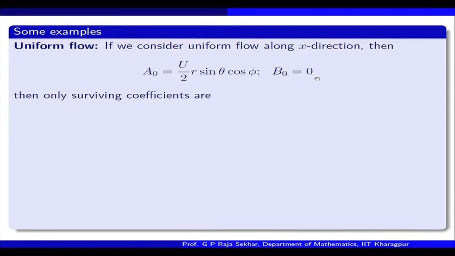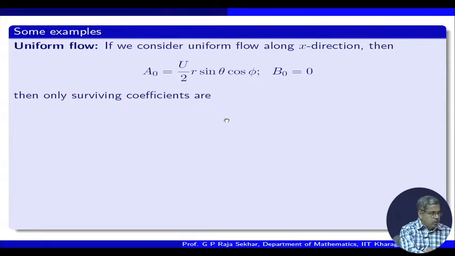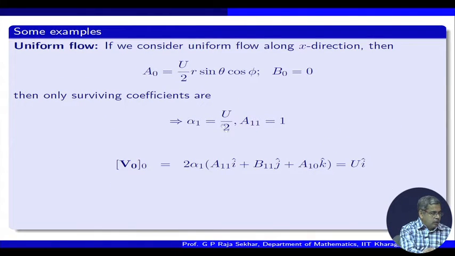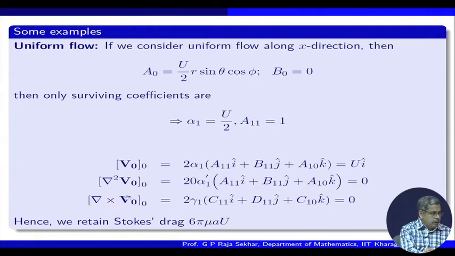For uniform flow, A 0 and B 0 can be given by this structure. How one can get the corresponding A 0 and B 0 will be supplied as supplementary material, so that you learn how to get it. So, for uniform flow A 0 and B 0 are this. We compare with this one, then one can realize quickly that alpha 1 is this and A 11 is this, then the basic velocity is this and Laplacian is 0, curl V is 0. So, therefore, we can get the corresponding Stokes drag.